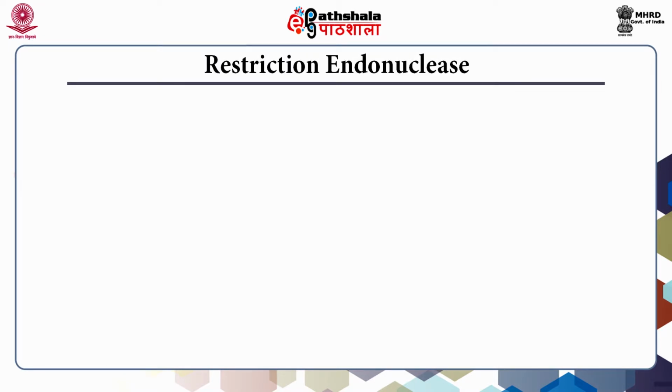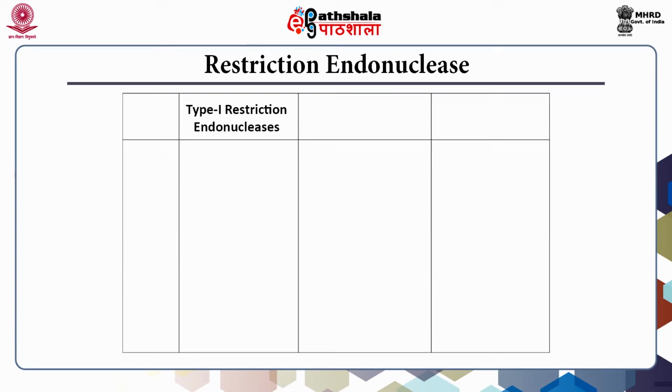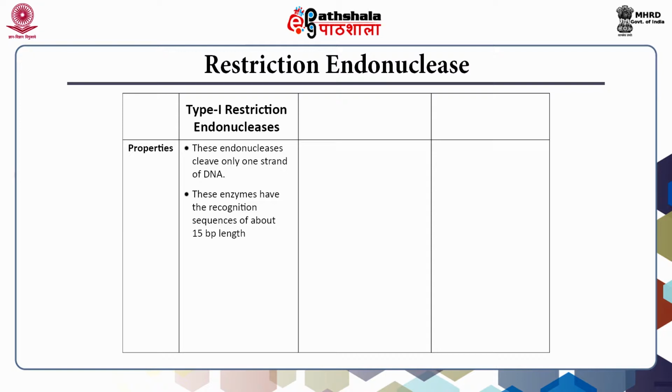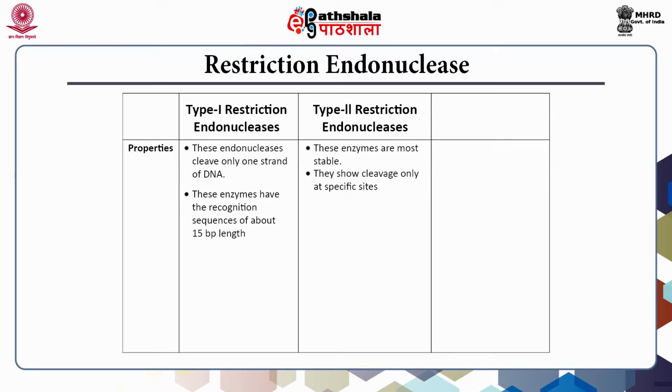Different types of restriction enzymes differ in their properties. Type 1 restriction endonuclease cleaves only one strand of DNA. These enzymes have the recognition sequences of about 15 base pair length. Type 2 restriction endonucleases are most stable. These nucleases cleave only at specific sites. These nucleases produce DNA fragments of a defined length.